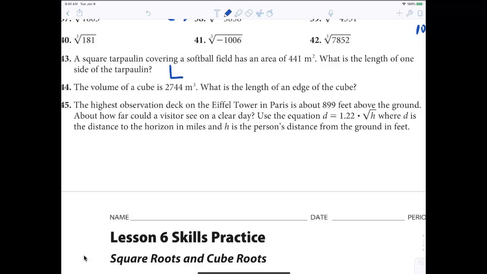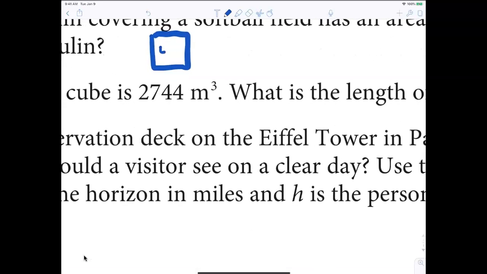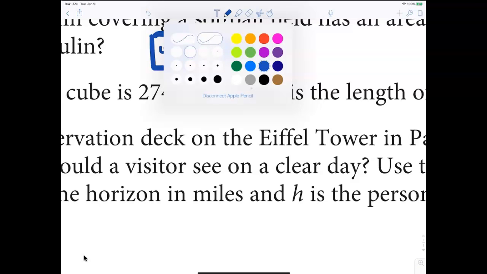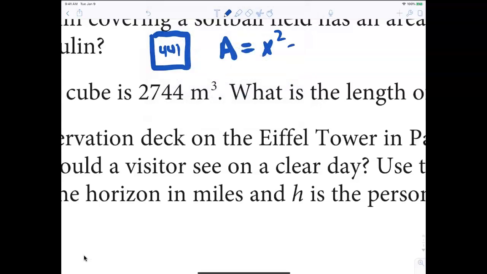Because look, guys, here's the square, right? And the area was 441. So the area of a square, you had to remember, was x squared, right? So x squared is equal to 441. So how do you think I undo a square? Take the square root. So if I take the square root of 441, that'll tell you.